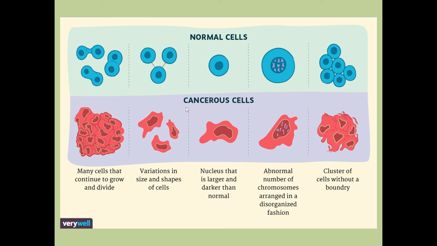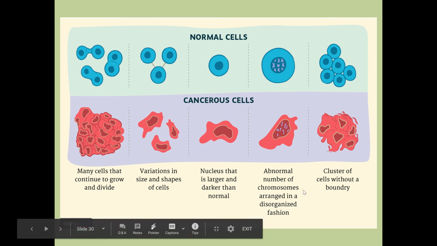So cancerous cells, on the other hand, they replicate very quickly. As you could see, they're just big globs of cells. And these cells look very different from these normal cells. They aren't round. Their nuclei are not round. They're very varied in their shape and size. The nucleus is larger and darker than normal.